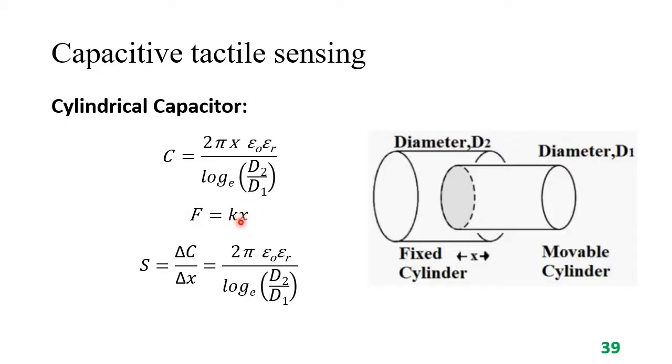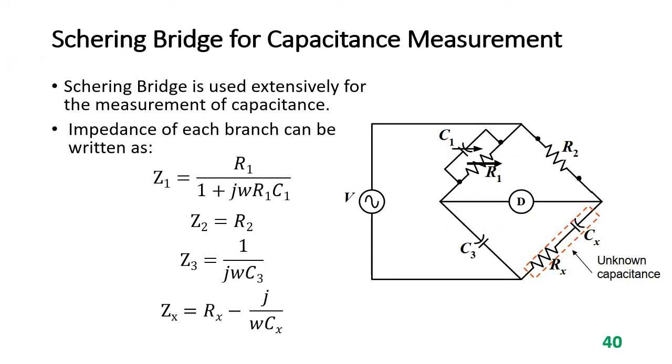So multiplying x with spring constant k, we can find the value of force applied on this side. Its sensitivity can be given by taking the derivative of this expression with respect to x. We have studied different types of capacitive transducers, where applied force causes change in capacitance. That change in capacitance needs to be measured.